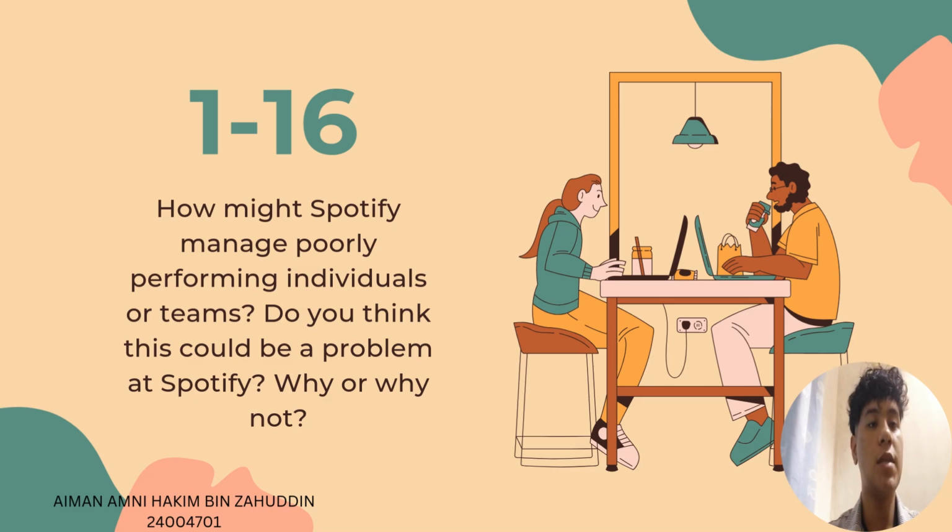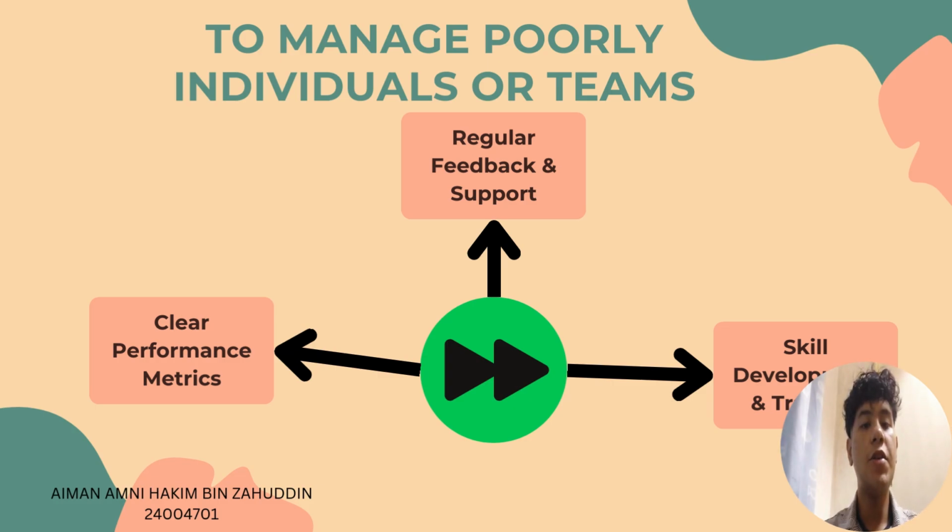Next, I'm going to discuss question 160. How might Spotify manage poorly performing individuals or teams? Do you think this could be a problem at Spotify? Why or why not? Here are three key points on how Spotify might manage poorly performing individuals or teams. First is regular feedback and support. Second is skill development and training. Last but not least is clear performance metrics.